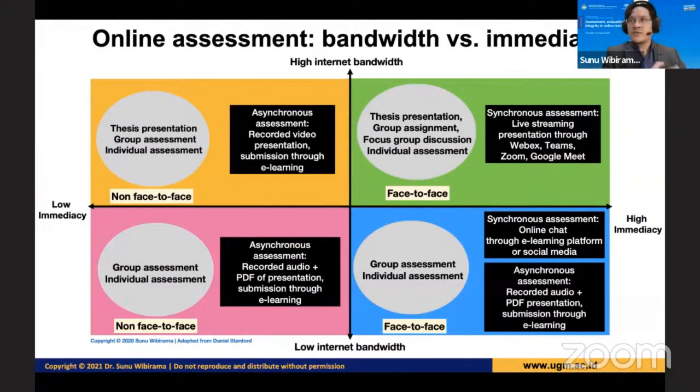What we are currently doing in our university is we combine both recorded video presentations and audio in PDF presentations, so that the size of the files for assessment is not too big, and the students can send or transfer the files through email or the e-learning system.